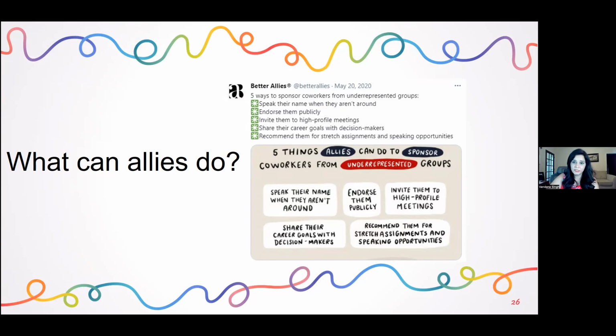What are some of the things that allies can do? What are some of the things that you can do in the places that you work? What you can do for underrepresented people? You can speak their name when they're not around. You can endorse them publicly. You can invite them to high-profile meetings. You can share their career goals with decision makers, and you can recommend them for stretch assignments and speaking opportunities.